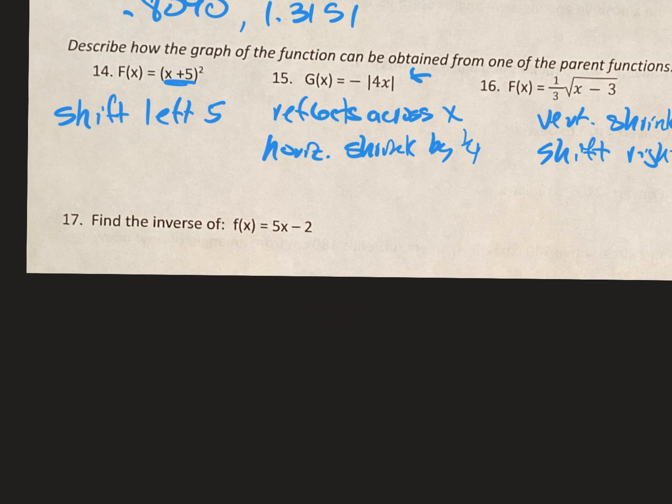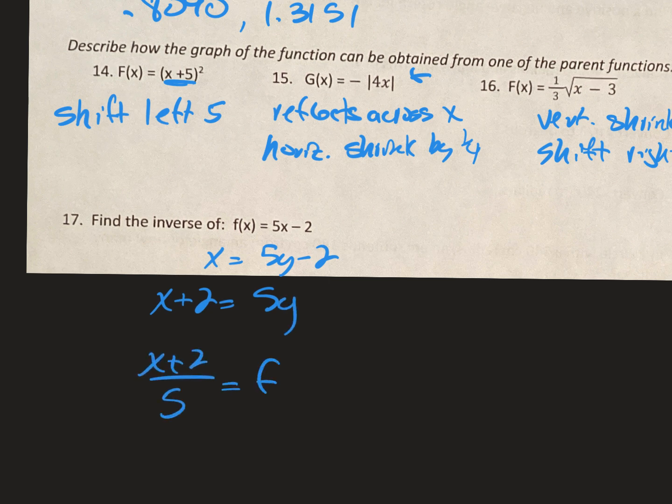Inverse, 17. Inverse, take your x and y's, switch them, and get the y by itself. So there's a switch. Move the 2 over, then move the 5 over. We're going to divide both sides by 5. Don't forget to replace that y with inverse of f.